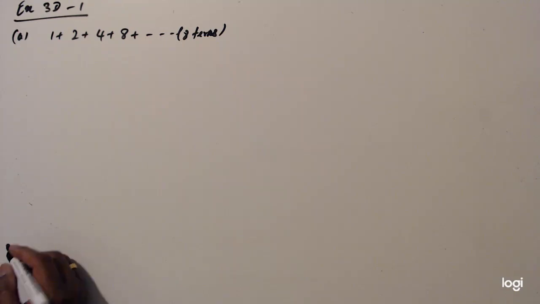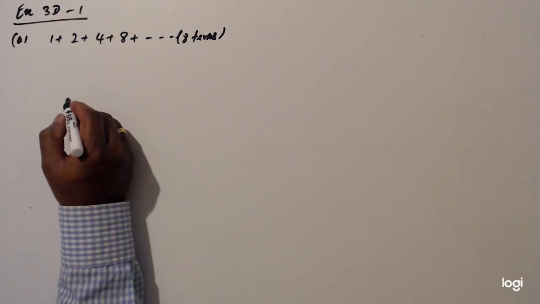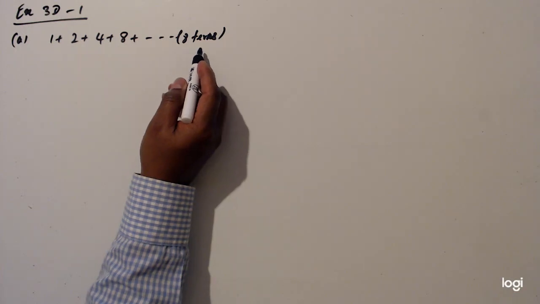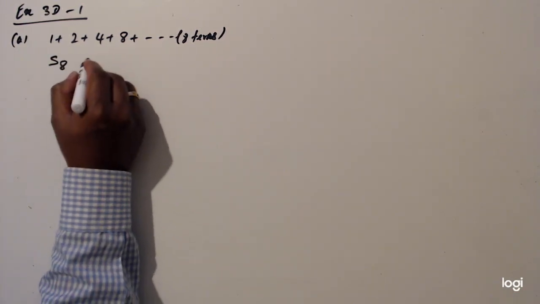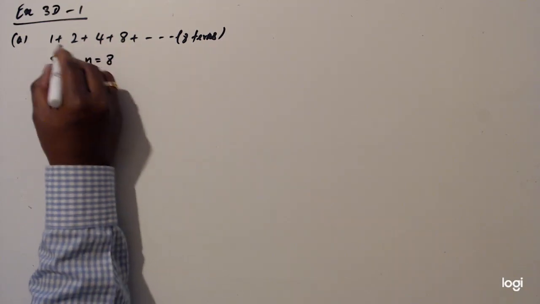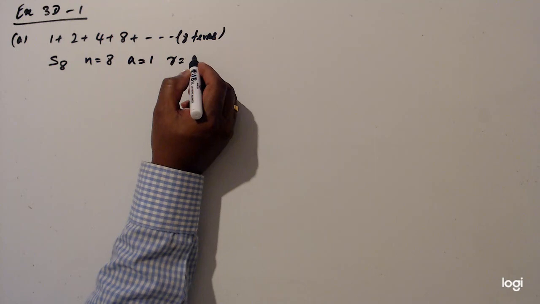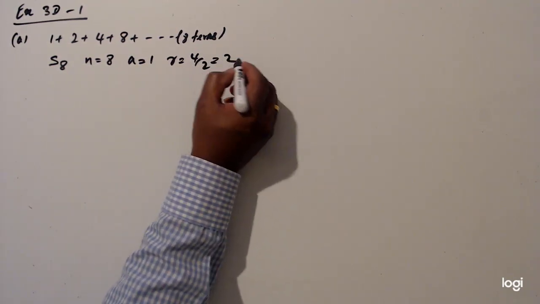Let's discuss exercise 3D question number 1 part A. We want to find the partial sum of 8 terms, so basically we need to find S8. So N is 8 and A is 1 and R is 4 divided by 2, that is 2.